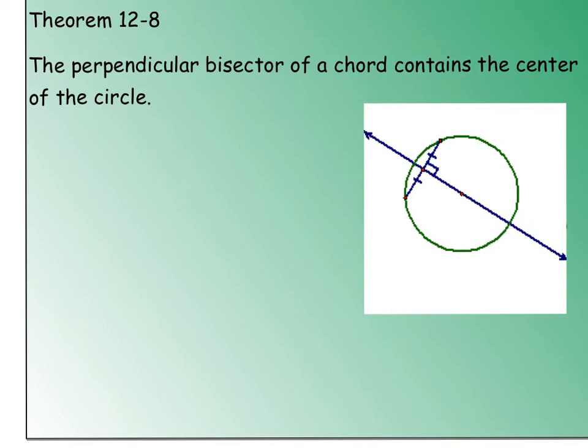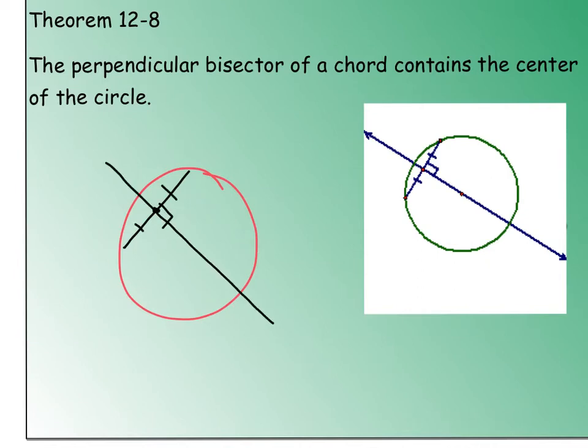Okay. Our next property talks about a perpendicular bisector of a chord. If we were to go ahead and draw a circle and draw in a chord, if I were to perpendicularly bisect that chord, remember perpendicular bisector passes through the midpoint at a 90-degree angle. This property says that someplace along this line is going to be my center.